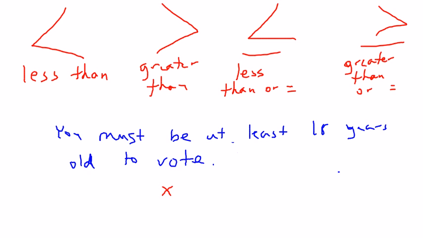Now the two key words here that are going to tell us which of these inequality symbols to use are the words at least, okay? If you have to be at least 18 years of age to vote, that means you have to be 18 or older than 18, right? That's what at least means. At least 18 means 18 or older than 18. So which symbol will we use? Well, we will use the greater than or equal to symbol, because x, the voting age, is 18 or greater. So x is greater than or equal to 18.